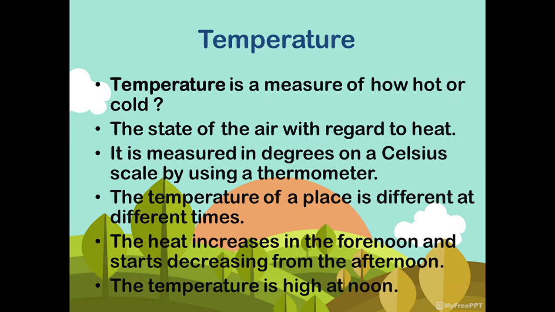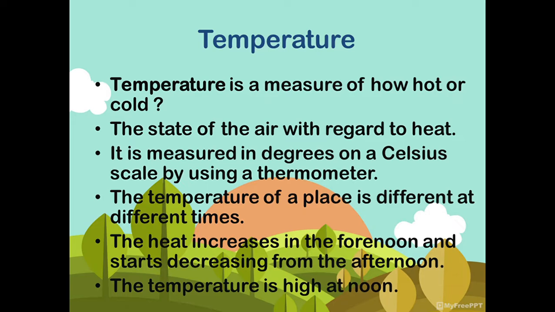The warmth or coolness of a place depends on the temperature of the place. Temperature means the degree of hotness or coldness of a body or environment. Now we are talking about the environment. The temperature of a place is different at different times. We use a thermometer to measure the temperature of the environment. The unit of temperature is measured in Celsius or centigrade.